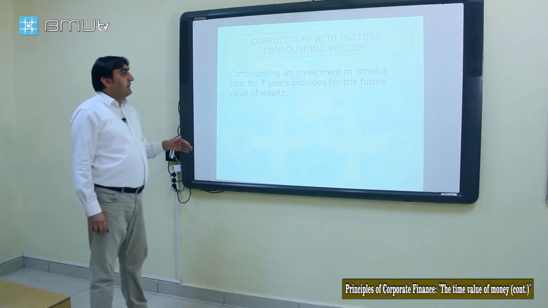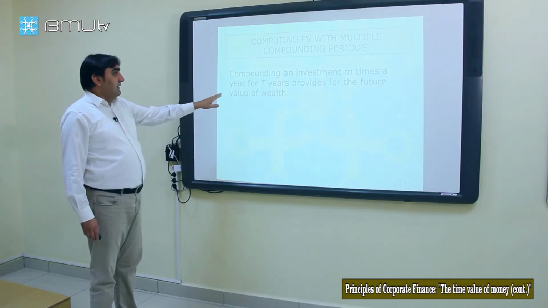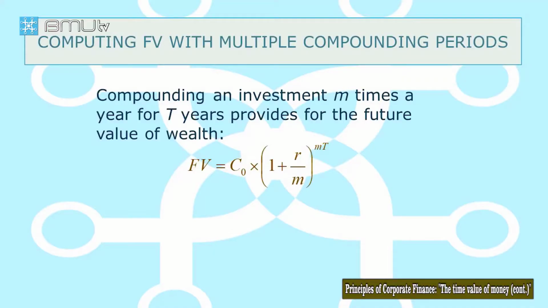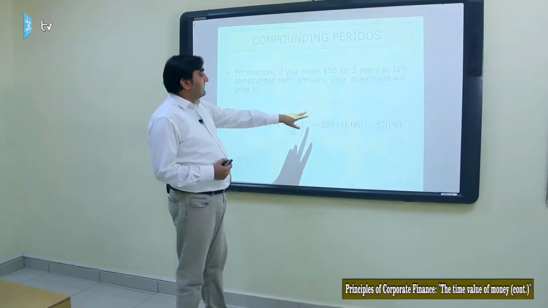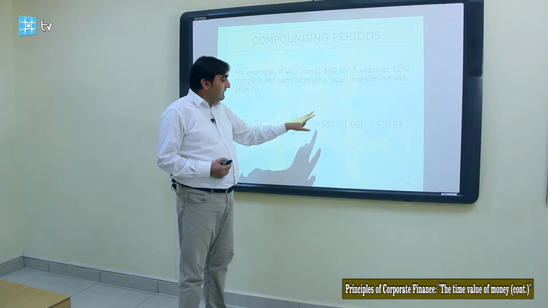So compounding an investment m times a year for 2 years provides a future value of present value times 1 plus rate divided by number of periods, to the power of number of periods. For example, if you invest $50 for 3 years at 12% compounded semi-annually, your investment will grow to 50 times 1 plus rate, we have 2 semi-annual periods in a year, divided by 2, to the power of 2 times 3. So that is the total number of periods.